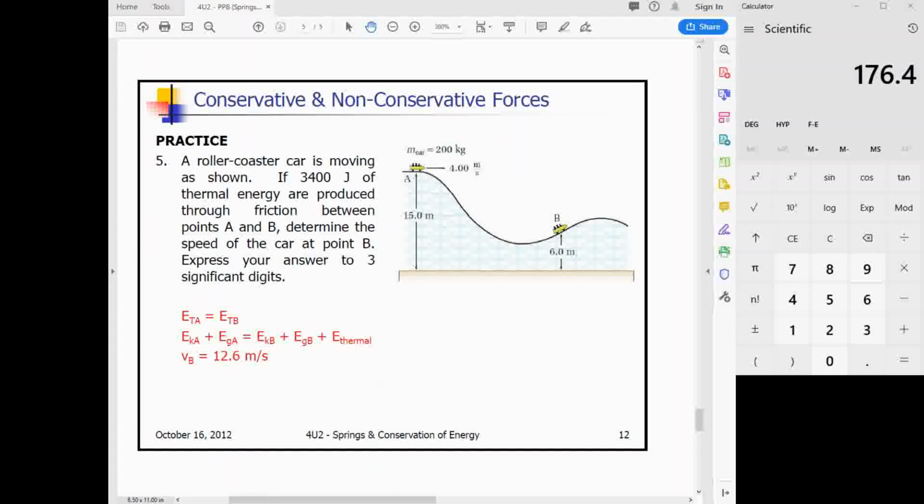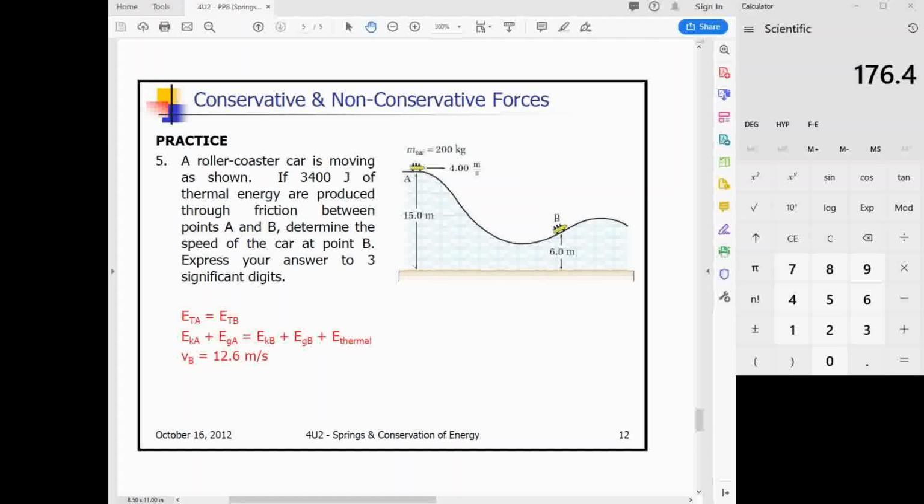So this last question involves non-conservative forces, and the non-conservative force here is thermal energy. We have a roller coaster, and our values are given on the image. They ask us to put it in 3 significant digits, even though I think there's 2 significant digits for one of those. 6.0 would be 2 significant digits, but since we're asked for 3 significant digits, we'll solve it in 3 significant digits. What's important here is that our thermal energy is also going to be part of our conservation of energy equation.